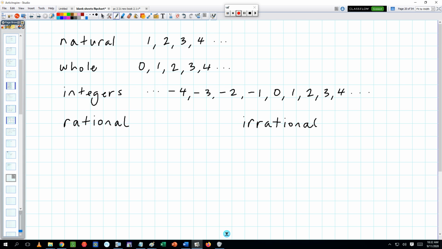All of these numbers so far would fit in the rational family. Rational numbers are numbers that can be easily turned into a fraction. So 1 can easily be turned into a fraction by just putting it over 1. 2 can be a fraction by just putting it over 1. 0 over 1. 0 is a fraction, still over a 1. Your negative numbers can be turned into fractions over 1.